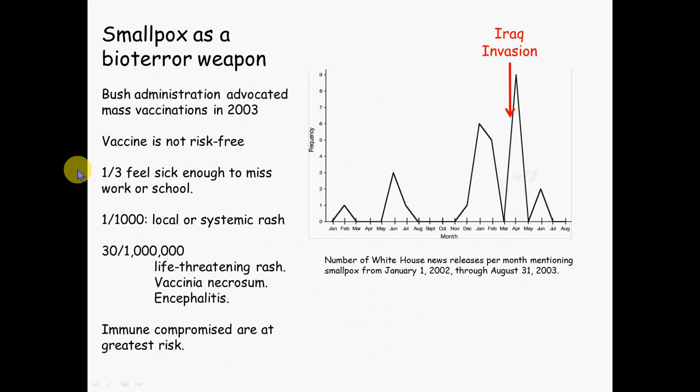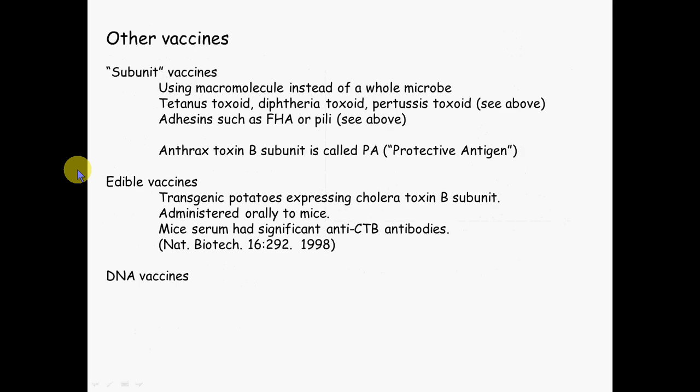So there was a theory that in 2003, in the Iraq War, maybe terrorists would get hold of smallpox and we should have the entire country vaccinated. But the problem was that out of 300 million Americans, the vaccine would cause a fair number of deaths. So there you go.